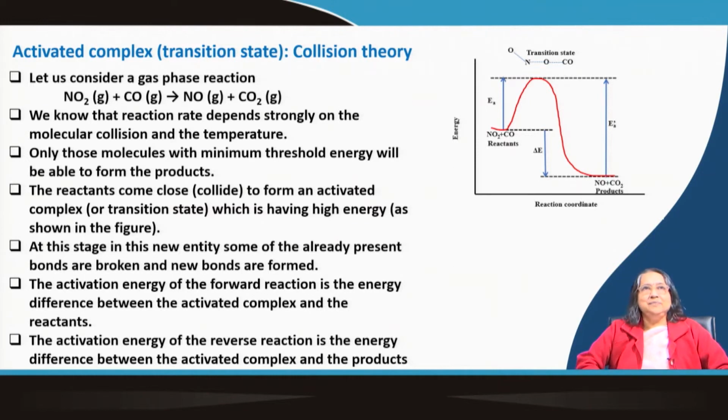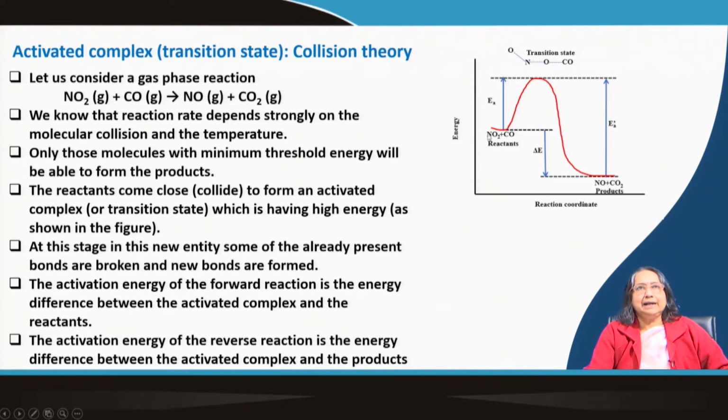So, this model actually can be applied here to understand the activated complex and how the mechanism is going on. Here you can see that there is one reaction, a gas phase reaction: NO2 gas and carbon monoxide gas giving NO plus CO2. Now, here in the figure you can see that this is the potential energy, and then this is the reaction coordinate. These are the reactant molecules, these are the product molecules.